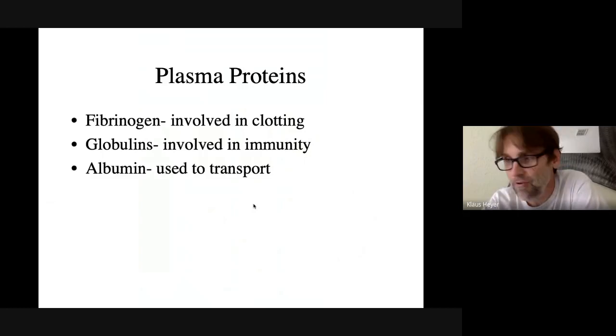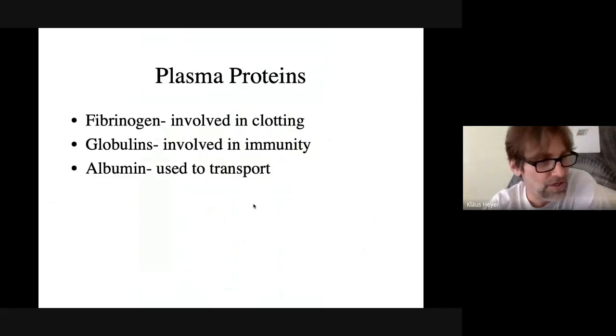So again, these are the plasma proteins. You should know them. It's a possible test question, and I put these up on the board in class.